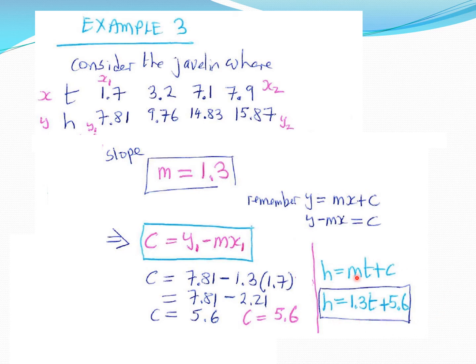And now you could check that. If you pick any of these points here, if you pick that second point there, or the third point, if t is 7.1, fill 7.1 in for that t there, multiply by 1.3, add on 5.6, and you end up with 14.83. And likewise, you pick any of the other times.